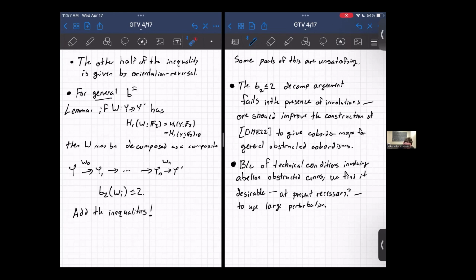we find it at present necessary to use large perturbations on some of these intermediate three manifolds. Even if y and y prime are integer homology spheres, the intermediate ones over here might not be. And to handle those, I want to use these large perturbations. But just like there's lots of great work with involutions, there's also lots of great work right now with the Chern-Simons filtration. And if you use large perturbations, that goes away. You can't apply this tool to tell you anything about invariants defined using the Chern-Simons filtration.